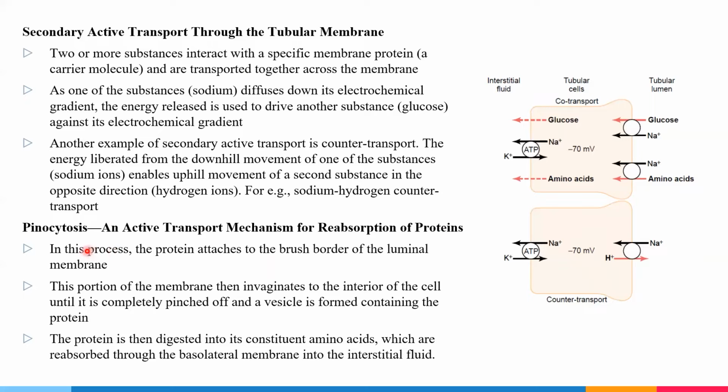Another active transport mechanism for reabsorption of proteins, which are larger molecules that cannot pass directly through the cell membranes or via the paracellular pathway using the intercellular clefts in between cells, is pinocytosis. In this process of pinocytosis, the protein attaches to the brush border of the luminal membrane. This portion of the membrane then invaginates to the interior of the cell until it is completely pinched off.